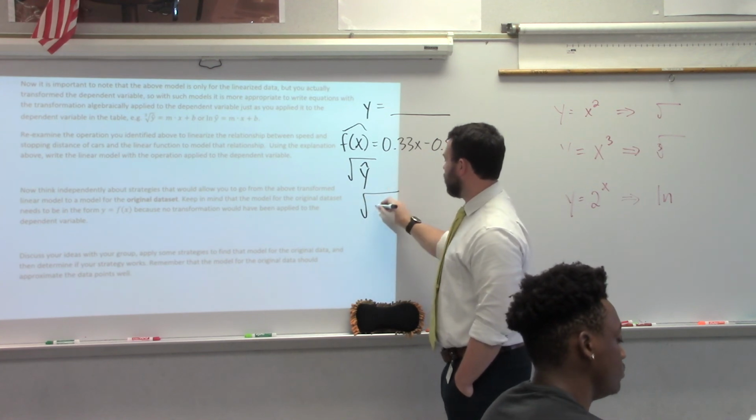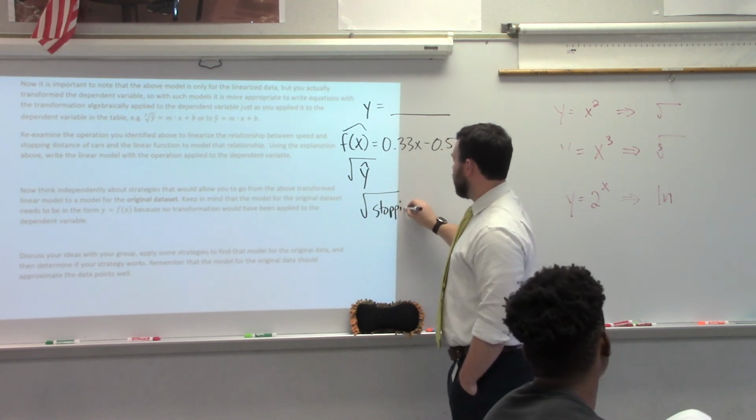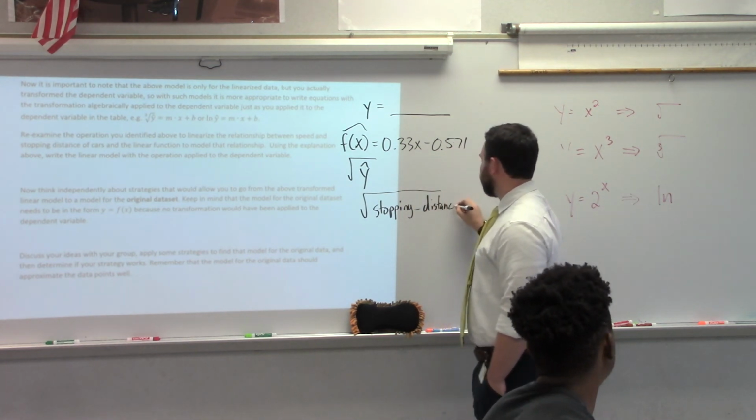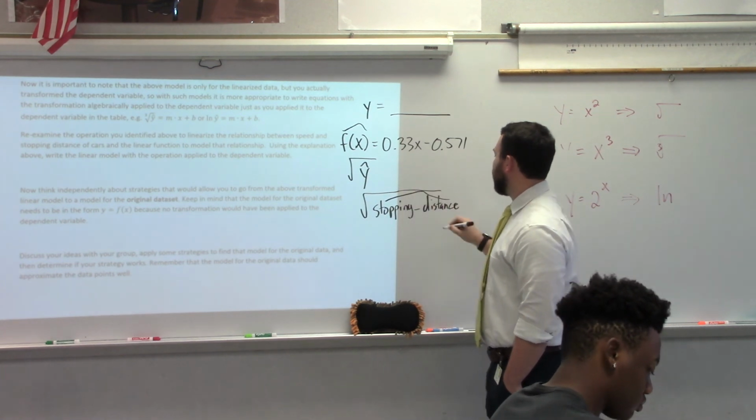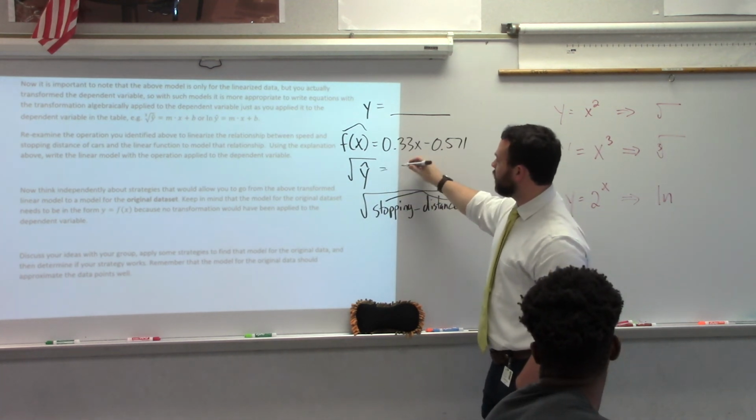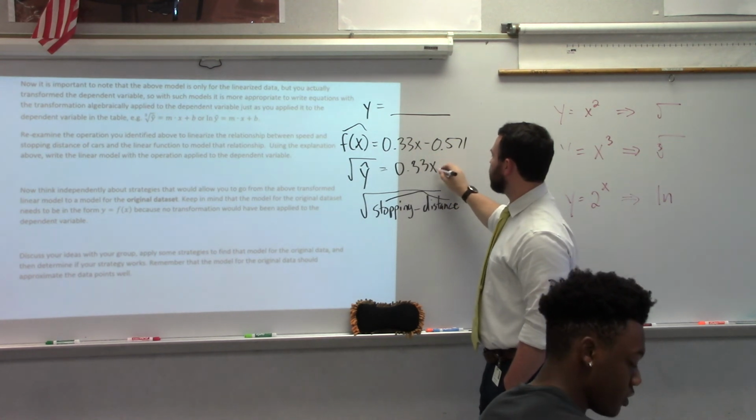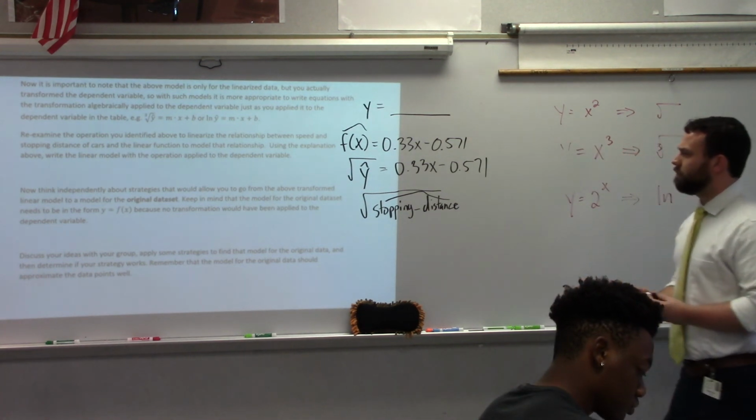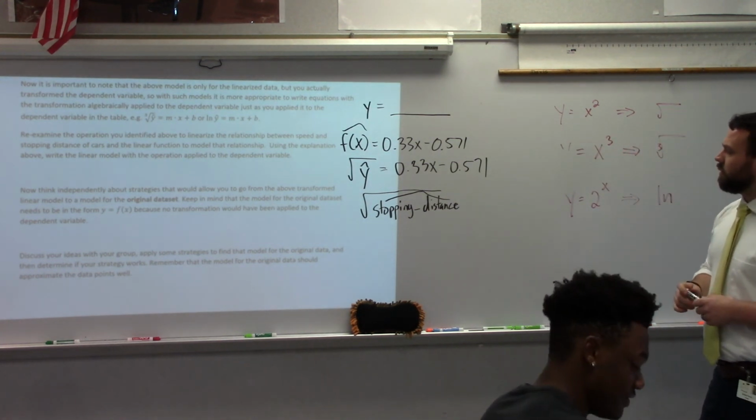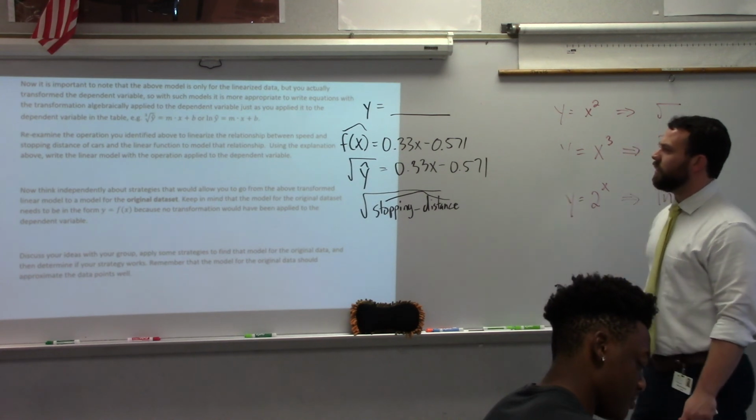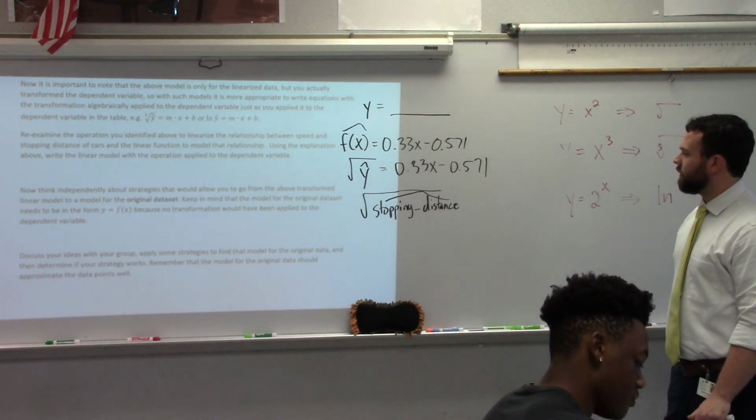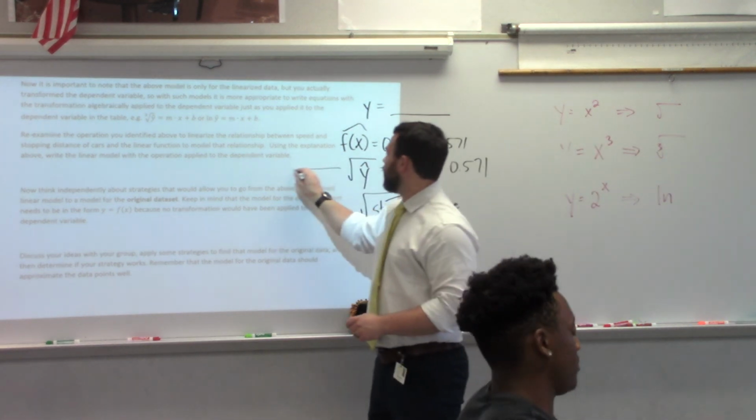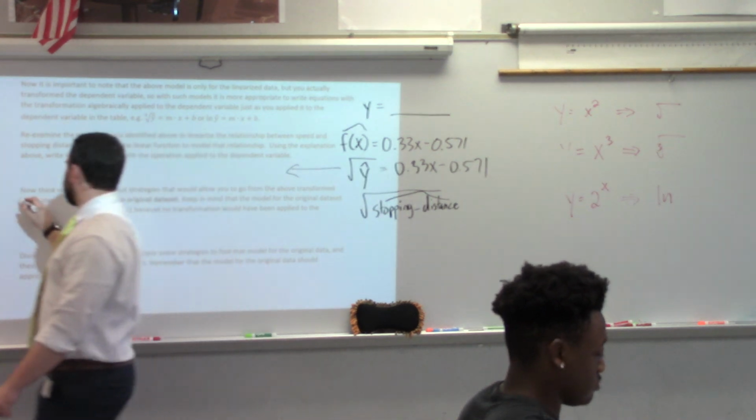You could do the square root of the stopping distance, if you want to include the wording. I would probably just do y hat. But for Caleb, the square root of y hat is equal to 0.33x minus 0.571. Okay? And so again, you would each have a slightly different equation, but square root of y hat. That's what you would want to write right here. And this is where we will pick up tomorrow.